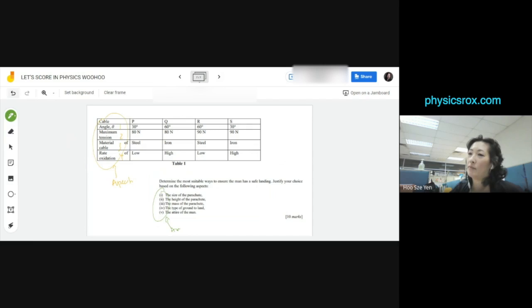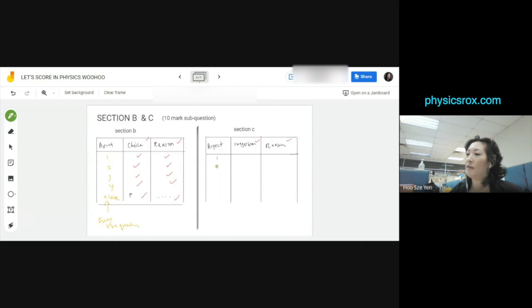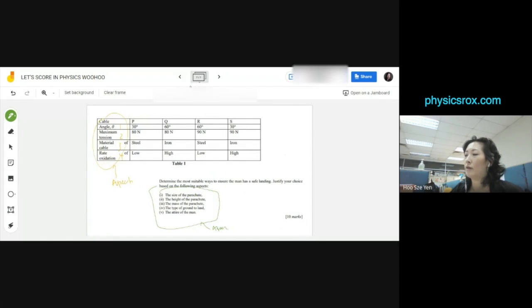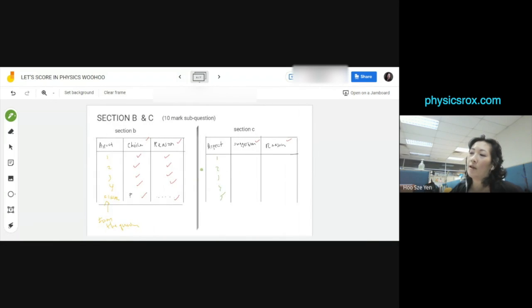Why did I circle the number? The number is not the point there. This one is the aspects. So these aspects you can write inside here: 1, 2, 3, 4, 5. You write, okay, size of parachute, height. That way it helps you stay on track. Oh, I need to figure out the size of the parachute. Then you give me the suggestion for the suitable size, then you give me a reason.